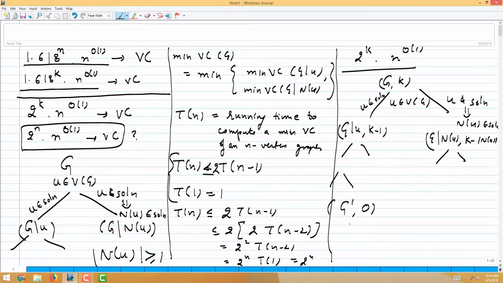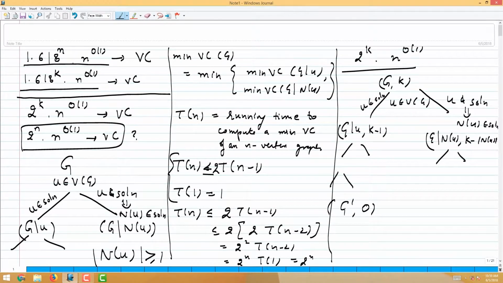How will G prime look like if it has the vertex cover of size 0? Exactly. So I just have to check if G prime is an independent set. It forms an independent set, right? So I don't have to go till n steps. I can stop after k steps.